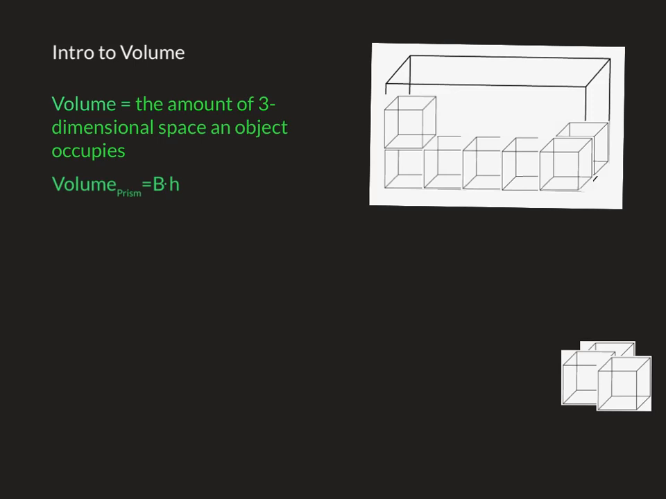Now, the reason why we use a capital B is because it stands for the area of the base. So even though it's a capital B, it's technically a two-dimensional thing. The area of our base in our rectangular prism was the area of the rectangle because that was the base. This H would then be the height of our prism.